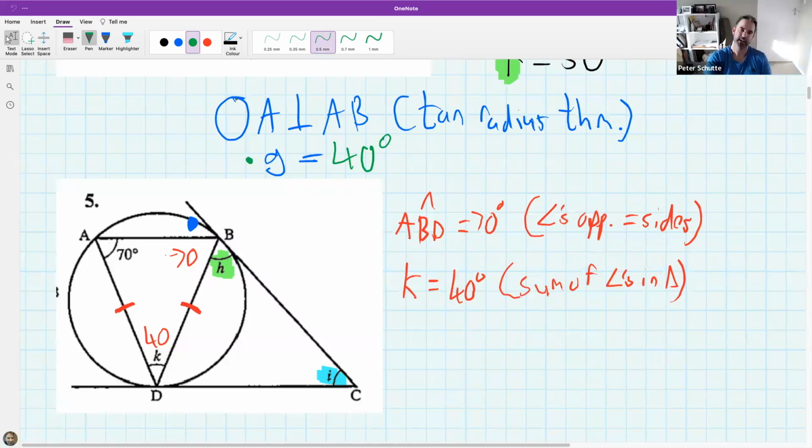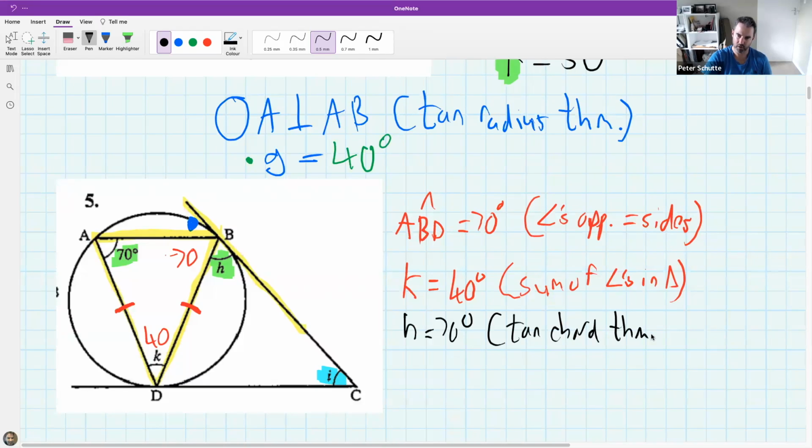Aha, yes. So let's just go over what the tan chord theorem does again. It says, I have a tangent, and this tangent makes an angle with a chord, and that chord is going to subtend or build an angle at the circumference. So it's like this one over here and this one over here that are related. And so we would say that H is equal to 70, and we would say the tan chord theorem.